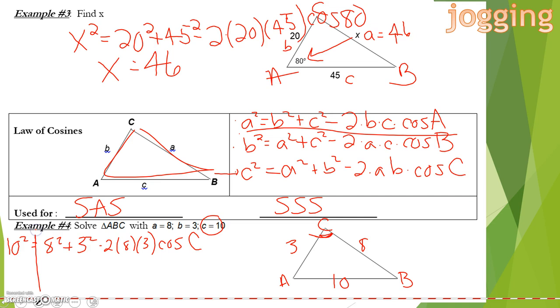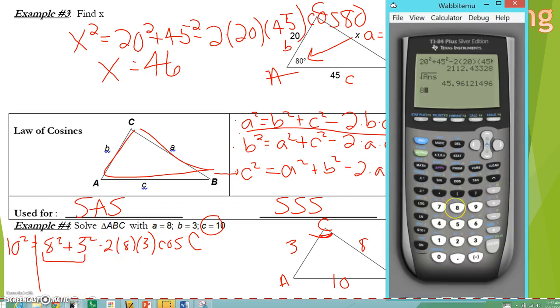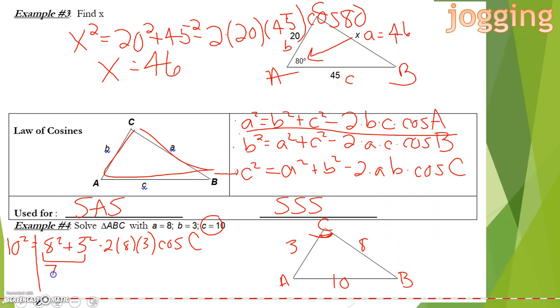So you first want to do 8 squared plus 3 squared. So I go to my calculator, and I do 8 squared plus 3 squared, and I get 73. And on this side, 10 squared is 100. And then I'm going to do this stuff, 2 times 8 times 3. So 2 times 8 times 3 is 48. So now it looks a little nicer.